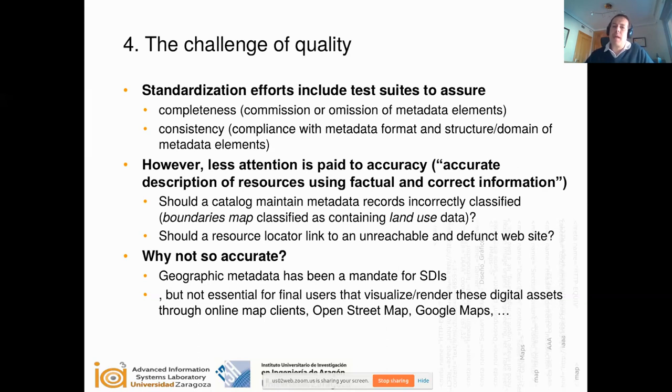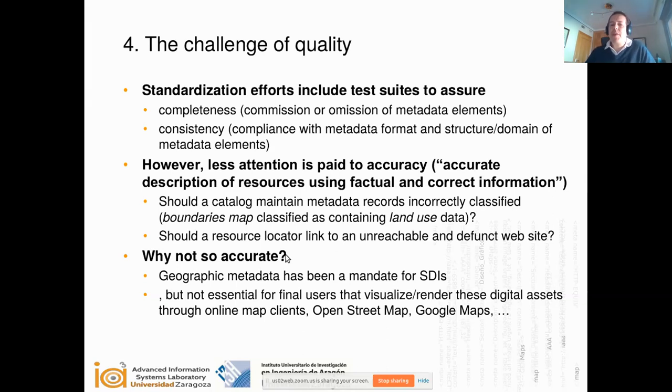However, we pay less attention to the accuracy and to having up-to-date metadata. Nowadays, you can sometimes find metadata records in a national catalog that describe, for example, a boundaries map, but it's classified as providing land use data. And sometimes, for example, you can also find links that are broken or that point to an unreachable website.